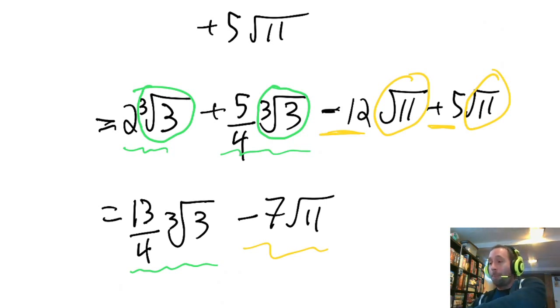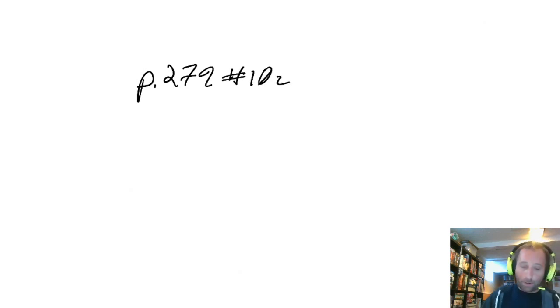Okay. I have 2 more planned here, and then I'll ask for any additional questions that you might have. The next one is 10C, and that is on page 279. So page 279, numbers 10C.